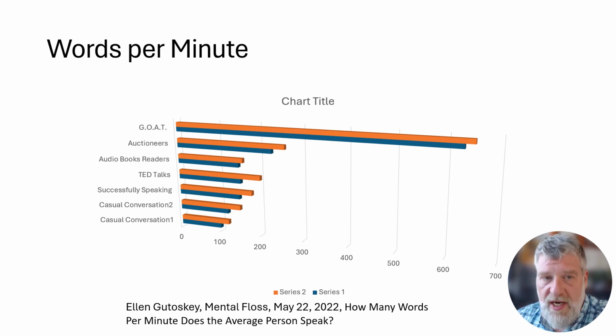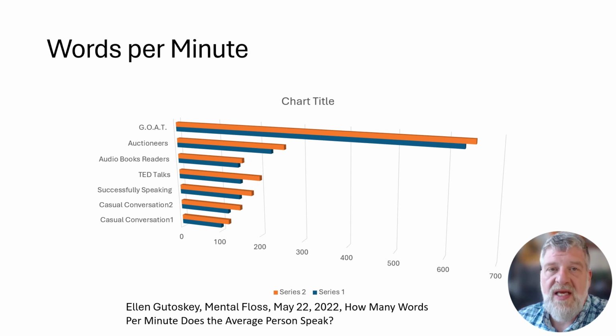We have a chart here from Ellen Gutowski from Mental Floss from the 22nd of May in 2022. How many words per minute does the average person speak? The GOAT, or the greatest of all time, according to Guinness Book of World Records, is over 600. Most auctioneers are over 200, not quite 300, in the 250 range. Audiobooks are at a very pleasant conversational 150 to 170. TED Talks are at that very conversational 150 to 200.